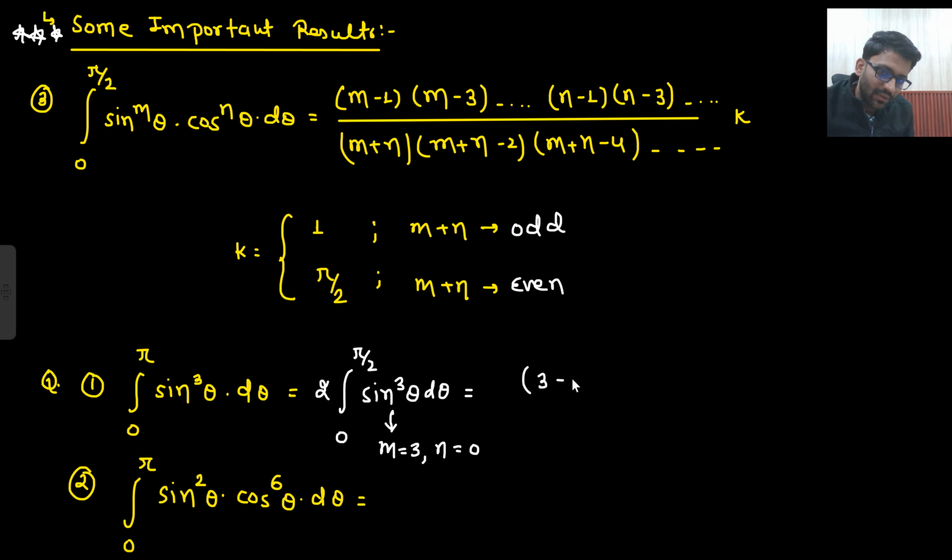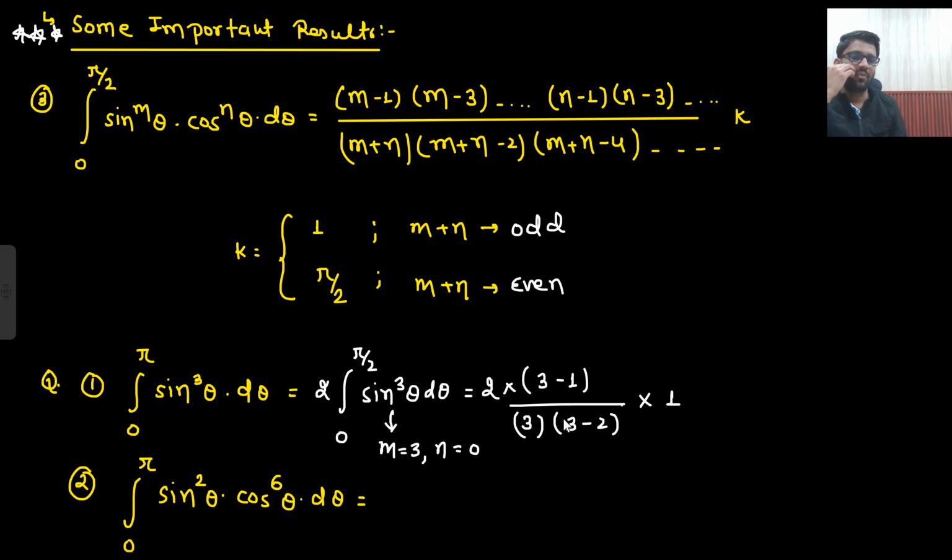What about the denominator? What is the value of m plus n? That is 3 only. So 3 minus 0, then 3 minus 2. Now into k, which I need to write. What is the value of m plus n? m plus n is 3. So what is 3? 3 is an odd number. If 3 is odd, then what will you multiply? 1 only. And this 2 is also there. Did you understand how I applied the formula?